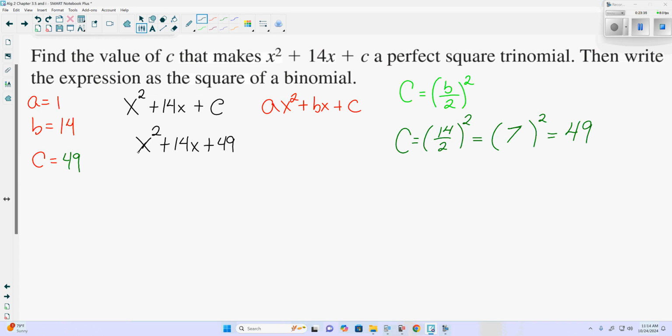We have one last step, because then it wants us to write the expression as the square of a binomial. Factor it. Factor it to a single set of parentheses squared. Okay? Now before we do that, are there questions on what we've done so far?